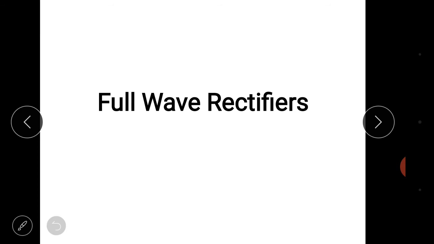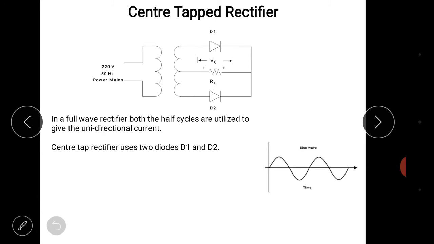Now come to full wave rectifiers. We will start with the center tapped rectifier. In a full wave rectifier, both the half cycles are utilized to give the unidirectional current, because we have seen in half wave rectifier only positive cycles are utilized to produce output, but negative cycle was not producing any output. But in case of full wave rectifier, both the half cycles are going to be utilized. Center tap rectifier uses two diodes, D1 and D2.